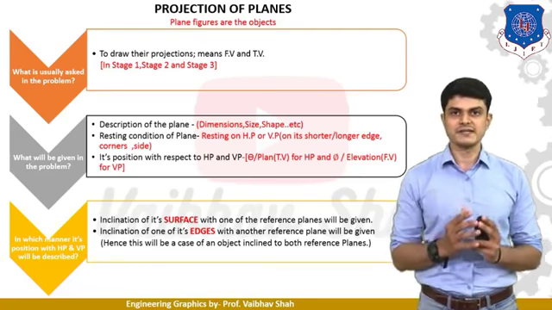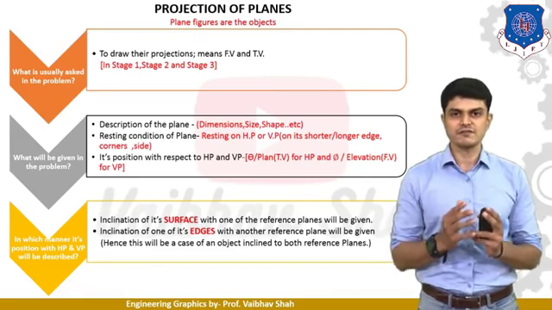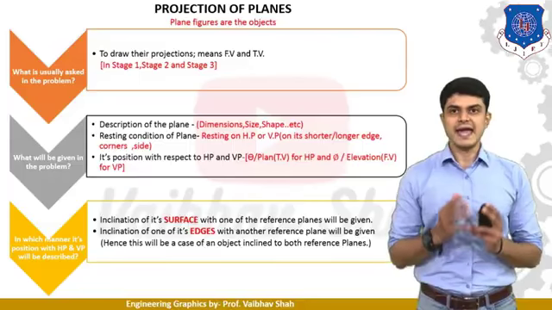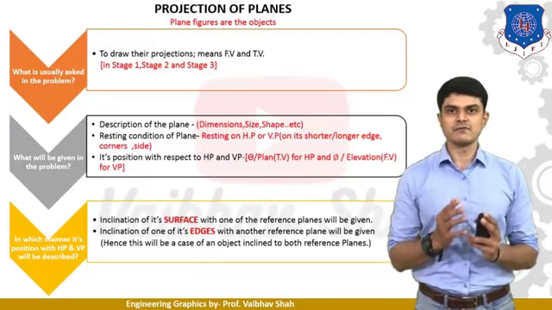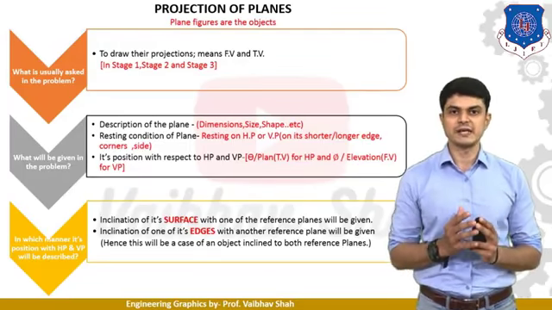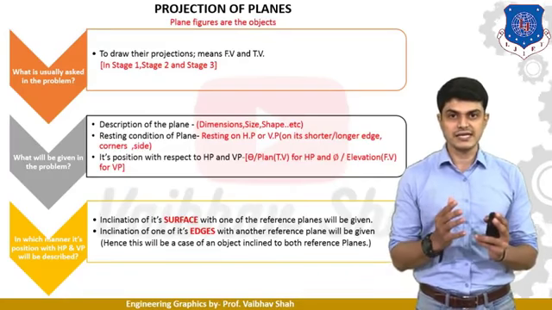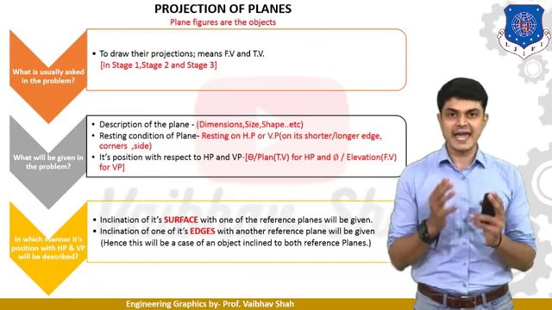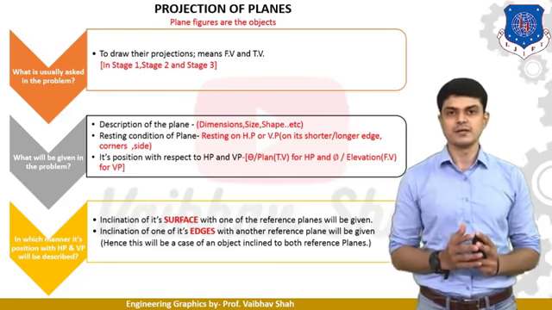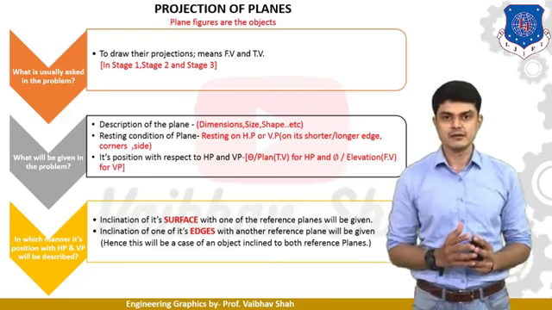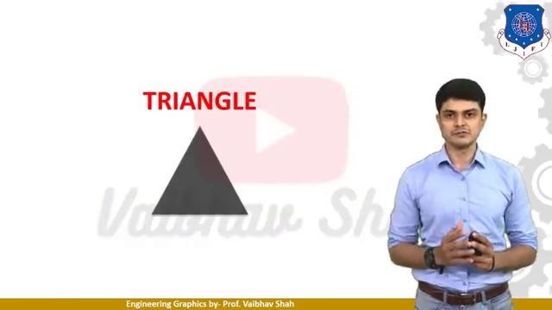So the inclination of its surface with one of the reference planes will be given, and the inclination of one of the edges with the other reference plane must be given. So in this case, your plane must be inclined with HP and VP both. Let us understand it better by solving one of the examples.